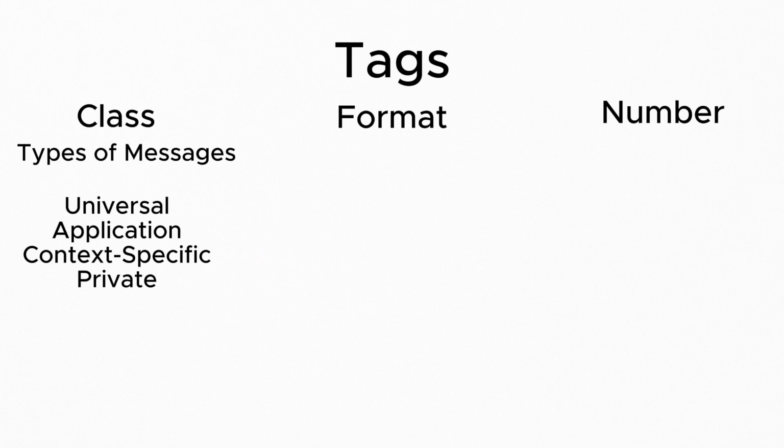Next, we'll speak about the format of a tag. There are two types of formats: primitive and constructed. Constructed is used in the scenario I listed above. When there's a sequence within another sequence, it usually uses a constructed tag instead of a primitive tag, because a primitive tag is something such as an integer or a Boolean, just simple types of information within a message.